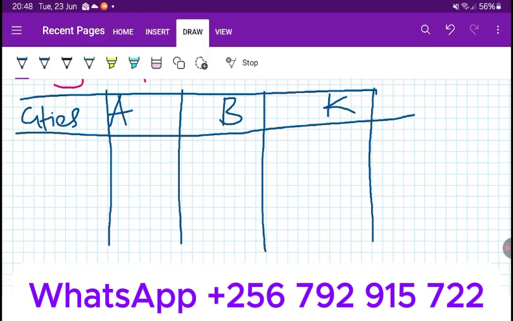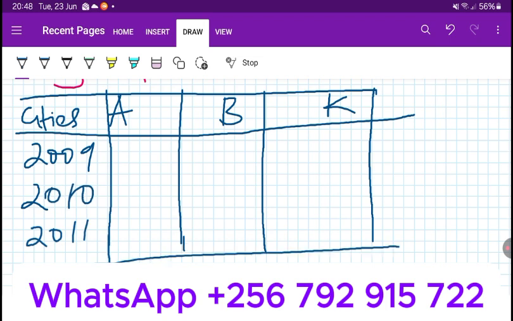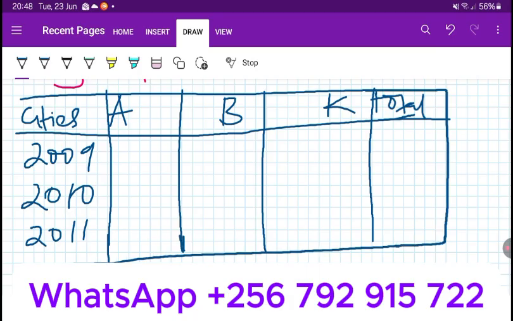We have 2009, 2010, 2011. Meaning if you want to have the total, you can put the total this side. But totals are not necessary. I will tell you where the totals are necessary. Here totals are not necessary.